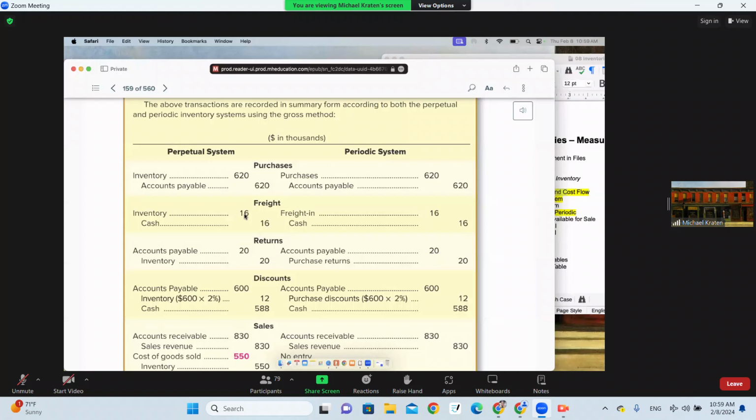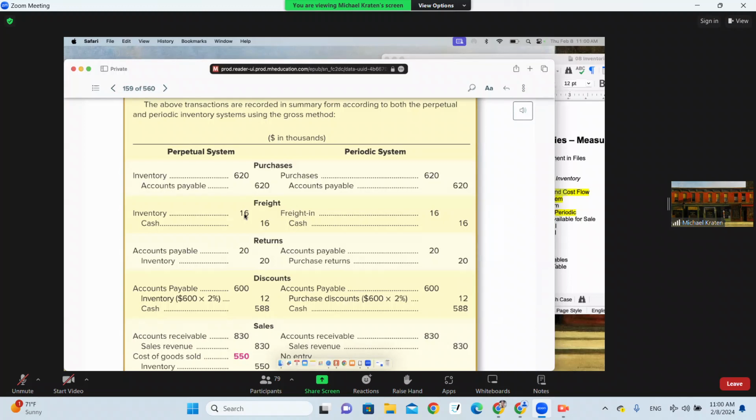What do I debit? Well, there's a principle here, and I hope it makes sense to you. If someone says, I'm going to sell you inventory, and to buy and receive the inventory, you're not going to have to just pay 620. You're going to have to pay 620 plus 16. If you don't pay the extra 16, you're not getting the inventory.